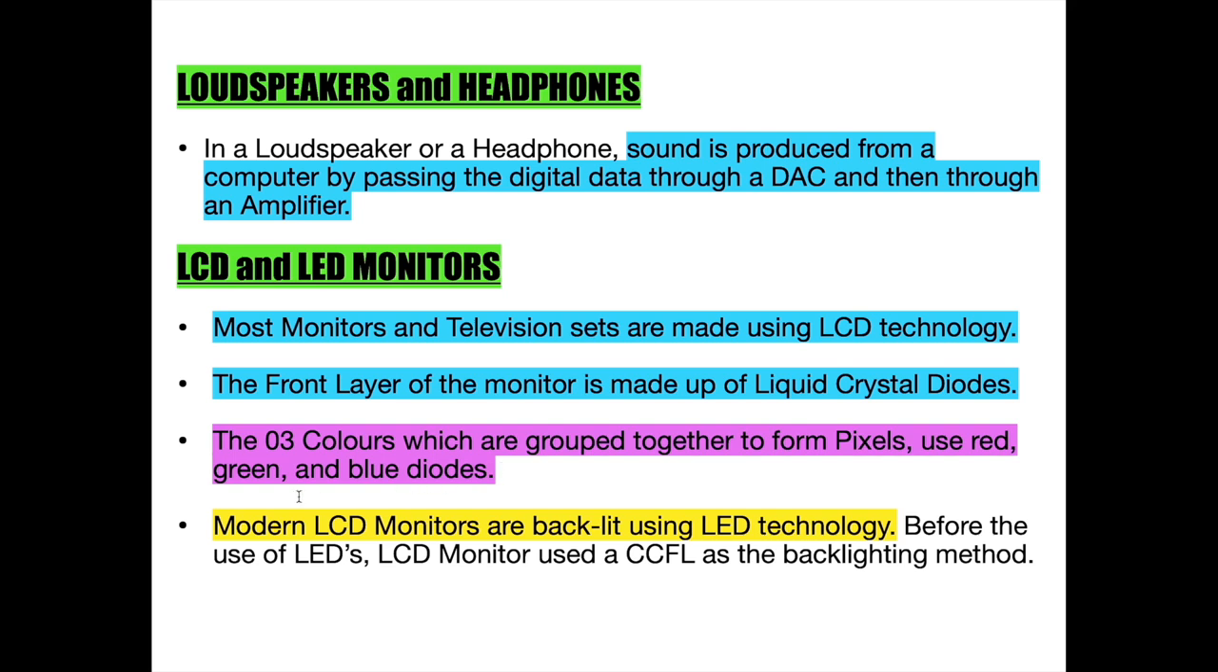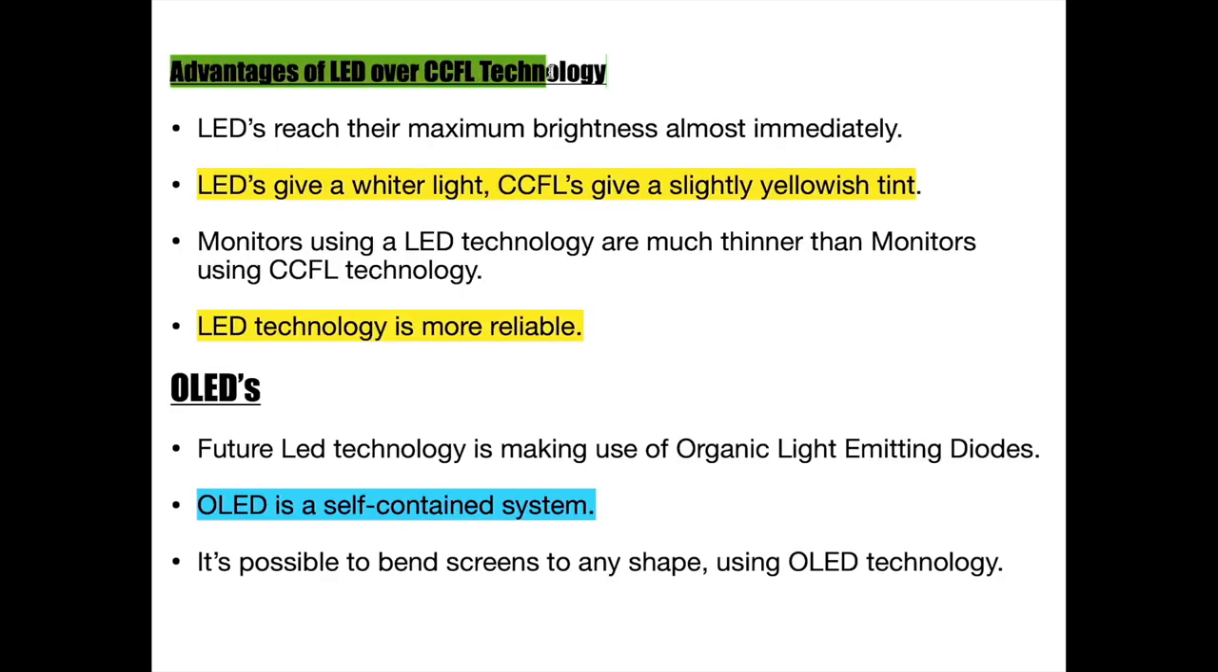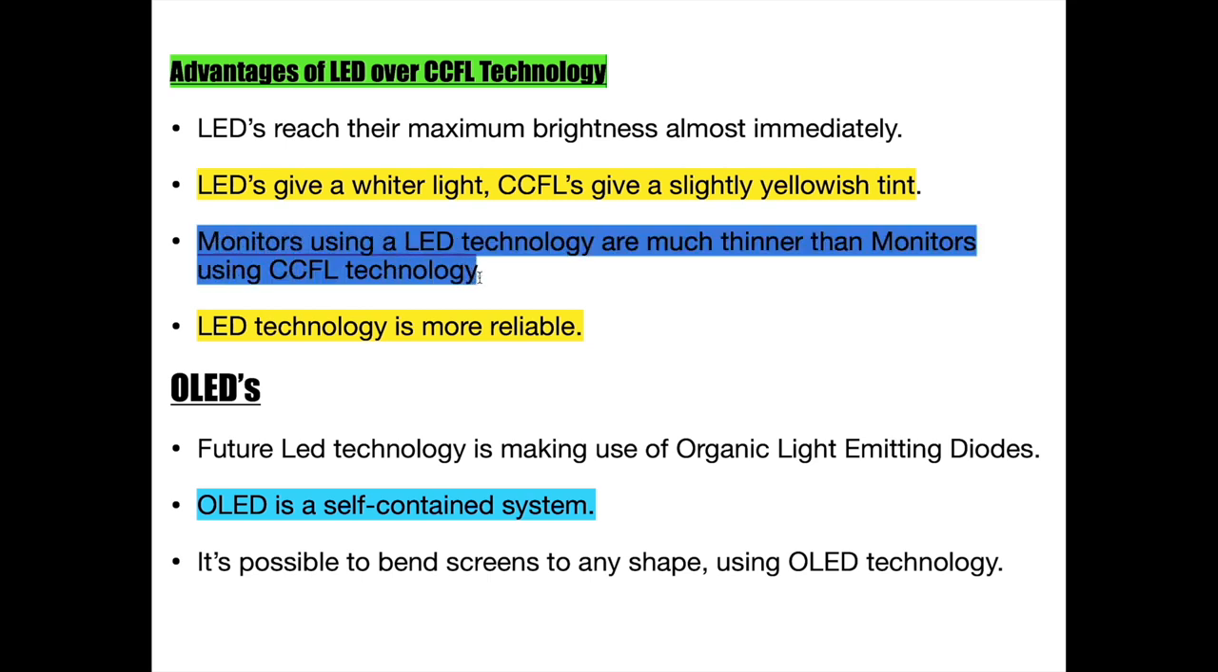Modern LCD monitors are backlit using LED technology. Before the use of LEDs, LCD monitors used CCFL as the backlighting method. Let us now go through the advantages of LED over CCFL technology. LEDs reach their maximum brightness almost immediately. LEDs give a wider light, CCFLs give a slightly yellowish tint. Monitors using LED technology are much thinner than monitors using CCFL technology. LED technology is more reliable than CCFL technology.